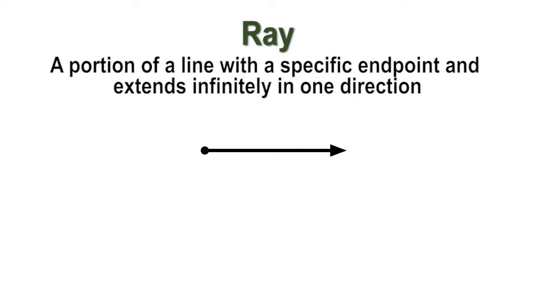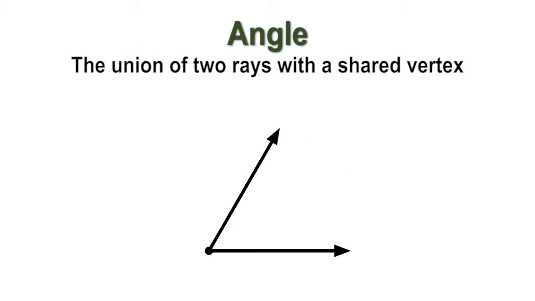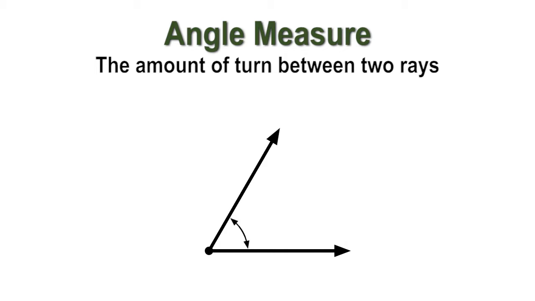A ray is a portion of a line that has a specific endpoint and extends infinitely in one direction. An angle is the union of two rays with a shared vertex. An angle measure is the amount of turn between the two rays.